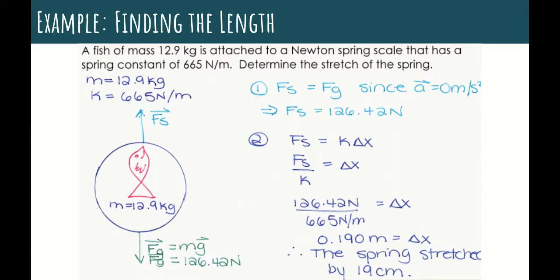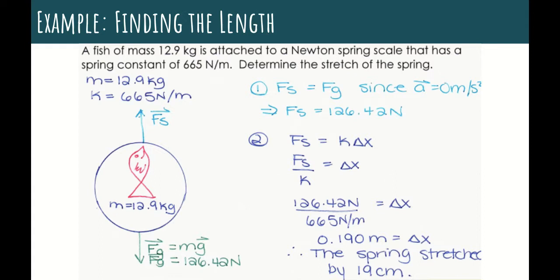So for the second part of this, to find the stretch of the spring, we're going to use our formula. Fs is equal to k times delta x. So the force of the spring is equal to the spring constant times the change in position. Here we're going to rearrange this formula to solve for the change in position, which is what we're trying to find. Just like we did on the table before this, you're going to have the force divided by the spring constant to give you your delta x.